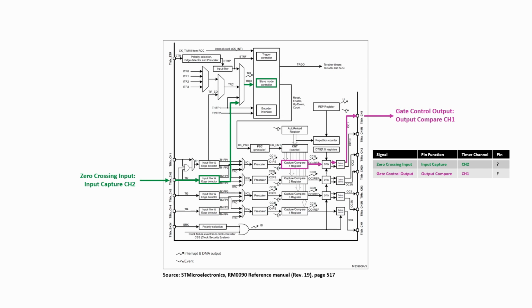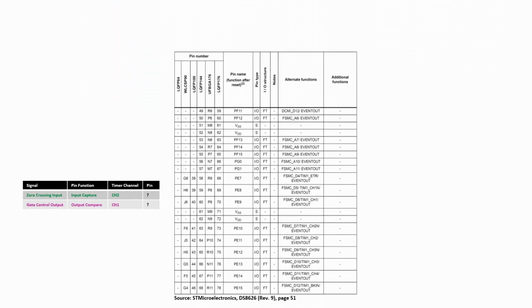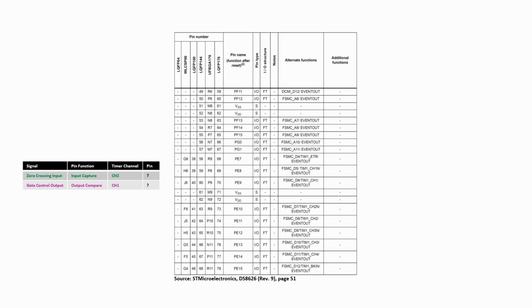However, we still don't know which microcontroller pins support these features. A quick look at the microcontroller's datasheet shows, for example, that timer 1 channel 1 can be used on pin E9 and timer 1 channel 2 is available on pin E11. Let's select these two pins.